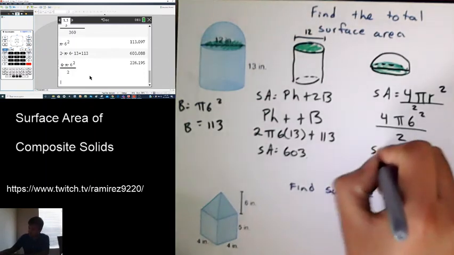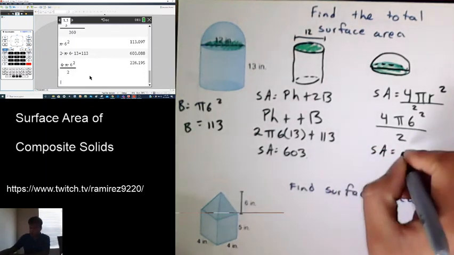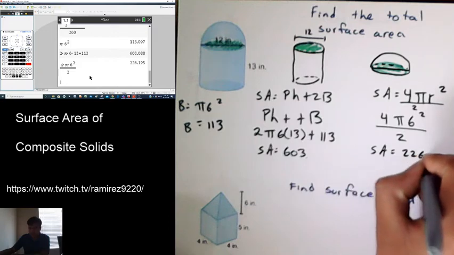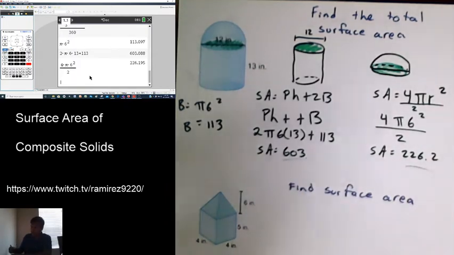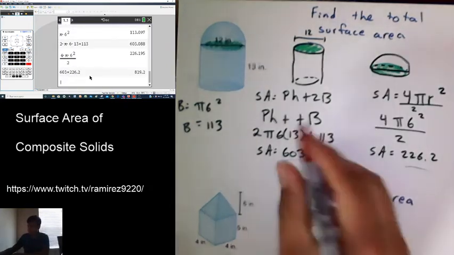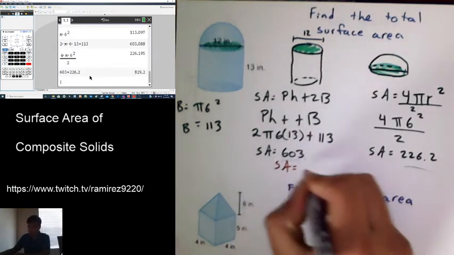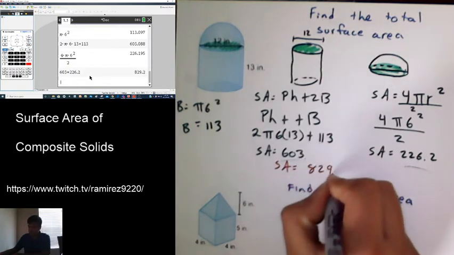So the surface area of the hemisphere is 226. I'm just going to round it up to say 226.2. And if I wanted to find the total surface area, I just have to add up those two values. When I add up those two values, 603 plus 226.2, I get that the total surface area was 829.2.